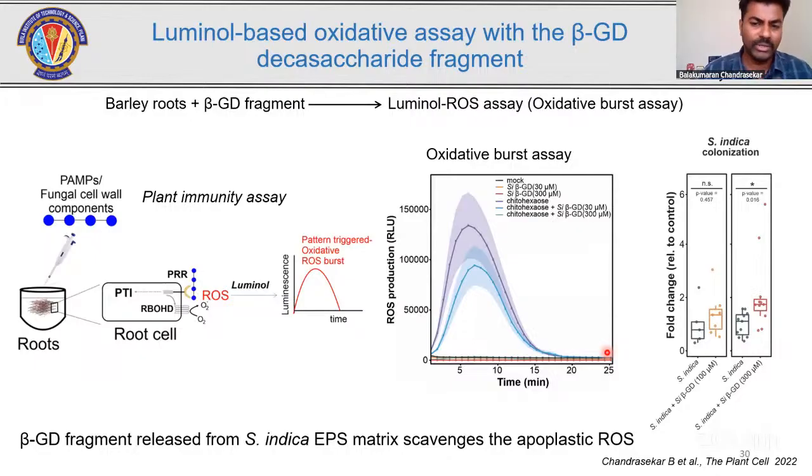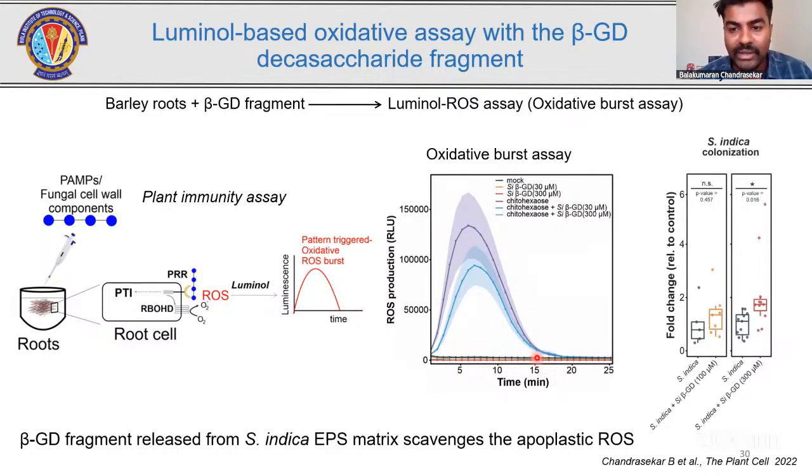So we were about to give up this project, because we thought this was going to be an important fragment, recognized by a particular receptor in the roots, thereby triggering an immune response. But we couldn't see any burst or any immune responses in the barley roots at all. Whereas when we treated the barley roots with chitohexose, we saw a huge burst, which shows that the barley roots are able to perceive the elicitor, but not the fragment released from the EPS matrix.